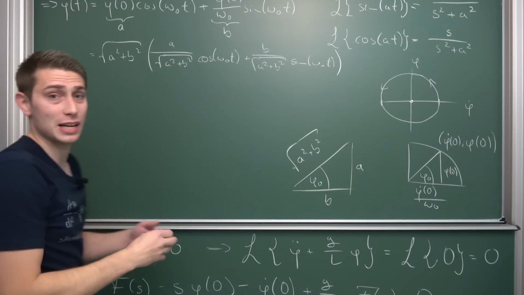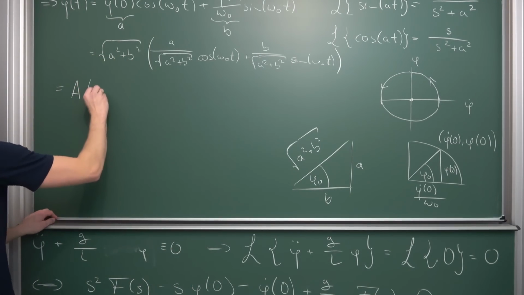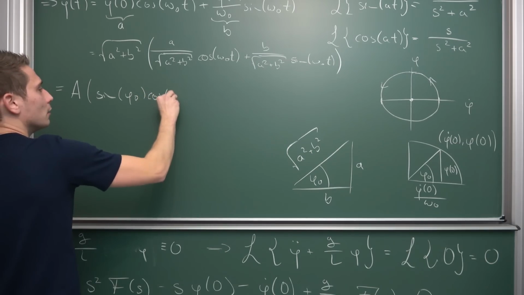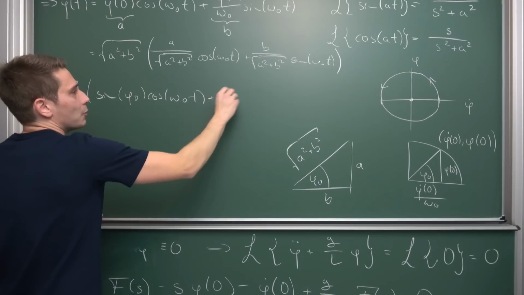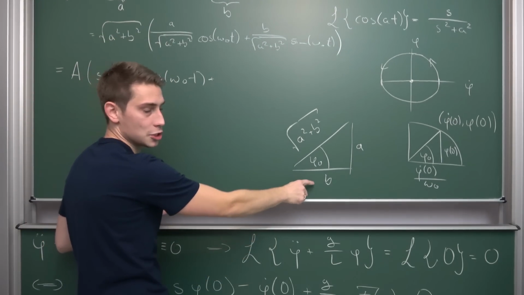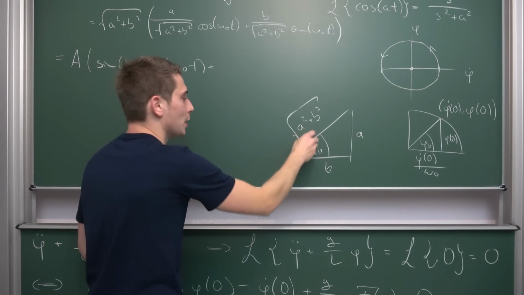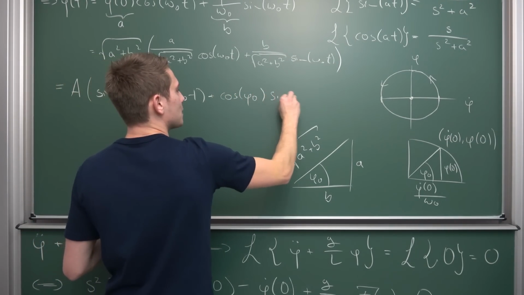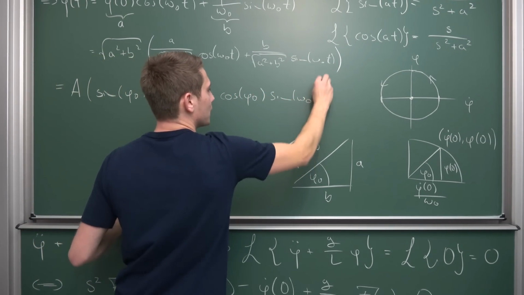So we are going to call this hypotenuse just A. This is going to be known as the amplitude, okay? You probably know this. And this is going to be the sine of phi naught times the cosine of omega naught times t. And what is b over the hypotenuse? Well, this is just adjacent over hypotenuse, which is going to be the cosine of phi naught times the sine of omega naught times t.